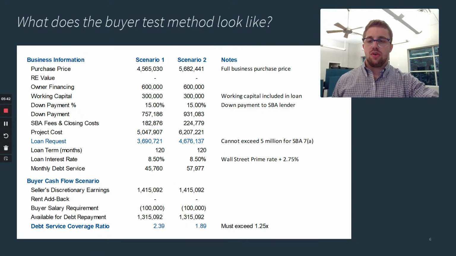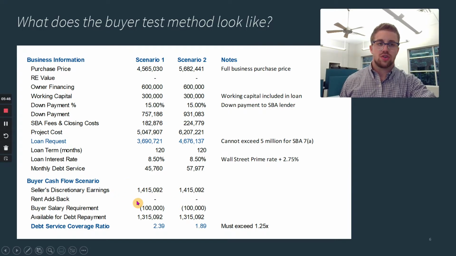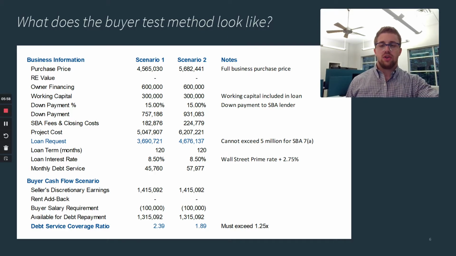And so when calculating the debt service coverage ratio, you start with the seller's discretionary earnings for the most recent full year. And then if the buyer is purchasing the real estate as well, you'll add back in the rent that the seller was charging themselves. And you'll subtract out a fair market salary for the borrower. Usually this would be around $100,000.